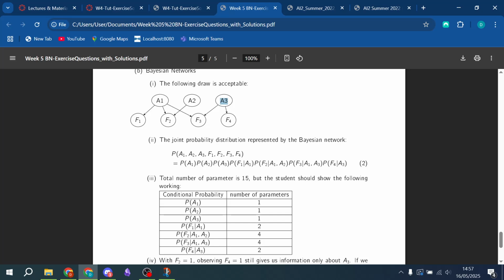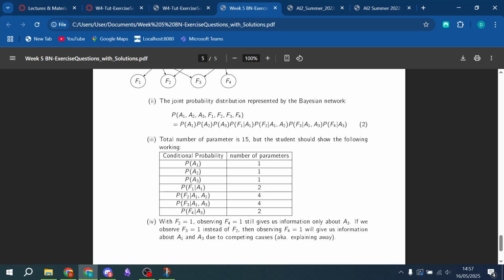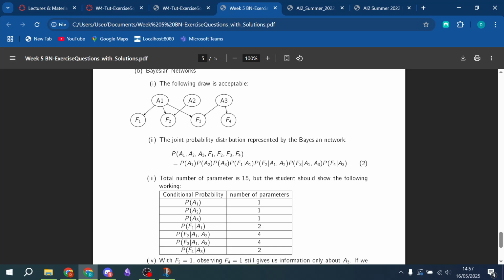Yeah, it actually doesn't. I guess. Wait, no. Oh no, but it wouldn't become dependent on anything else. If you find out that f4 is 1, then you are learning that a3 is more likely to be 1. Right? I guess it doesn't. Yeah, you were right. Yeah, I think you were right there. It doesn't have any relation at all.